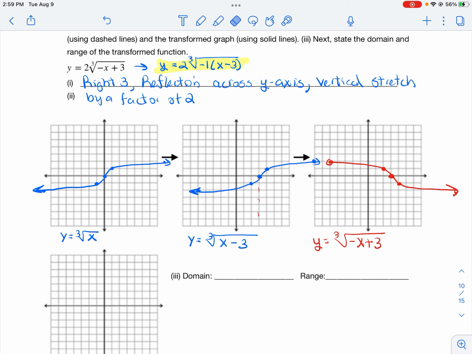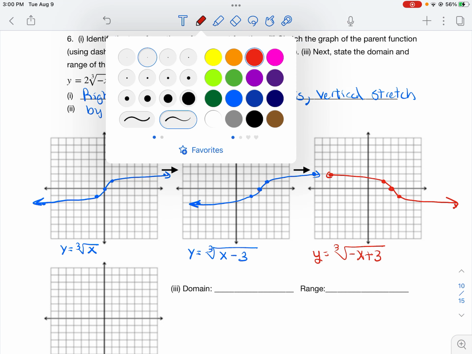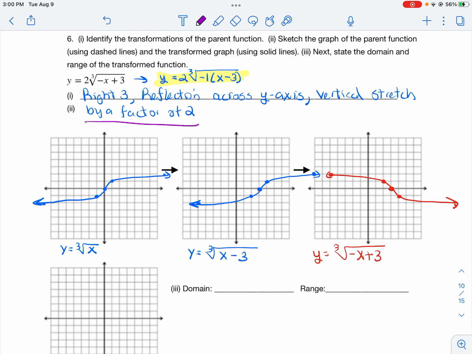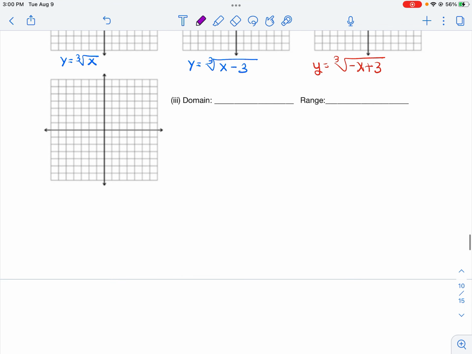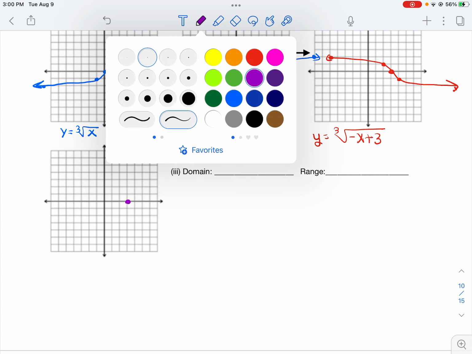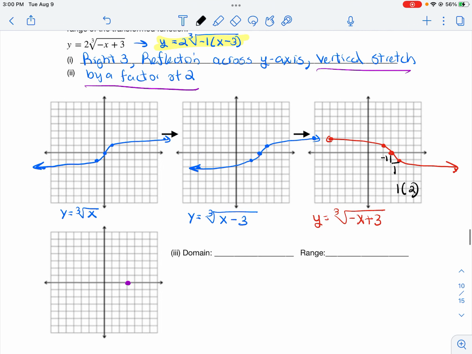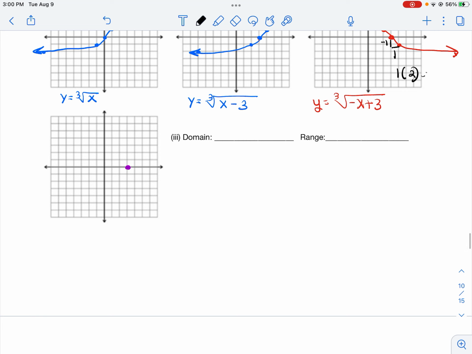Erase that line because that's not part of the graph. That's just to explain what we were doing. And now I'm looking at our vertical stretch by a factor of 2. So looking back here at my red graph, my main point was at 3, 0. And then from that main point, I had gone down 1 and then over 1. And so I'm going to take that y value of 1 and times it by my factor of 2. And so that gives us 2.